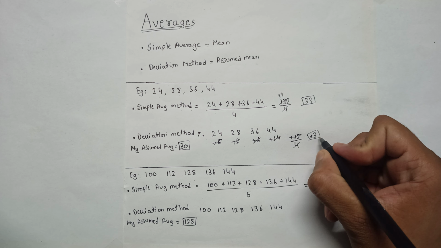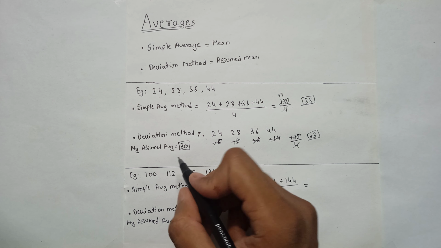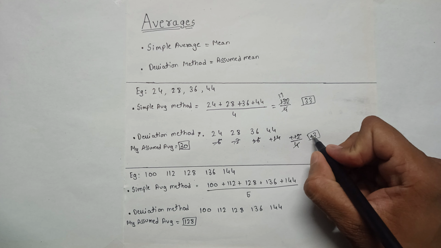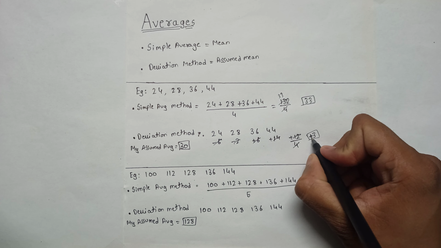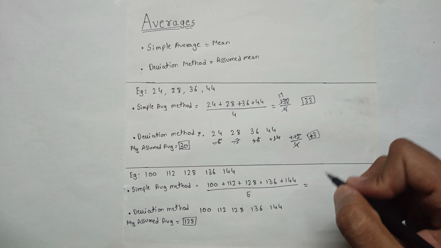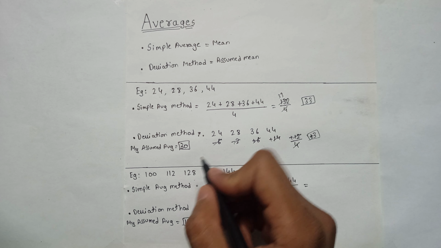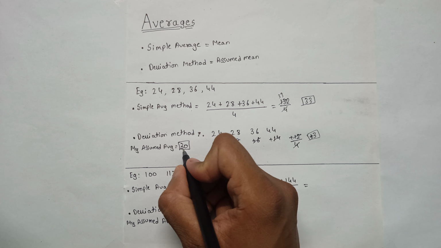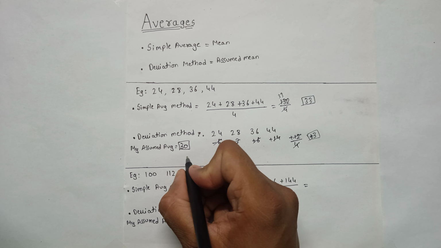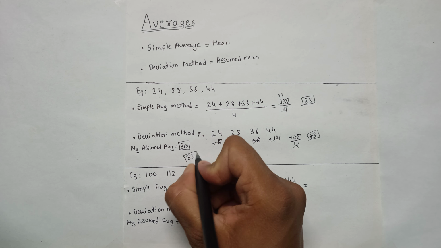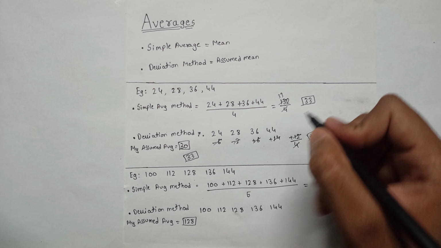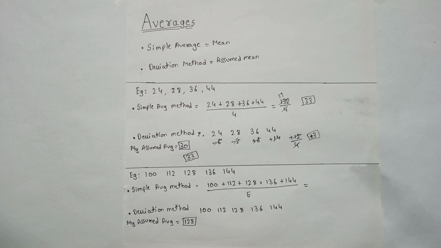Now we have to add this plus 3 to my assumed average, because the net average we got is plus 3. So 30 plus 3 will give me 33. It is the same answer which we got through the simple average method.